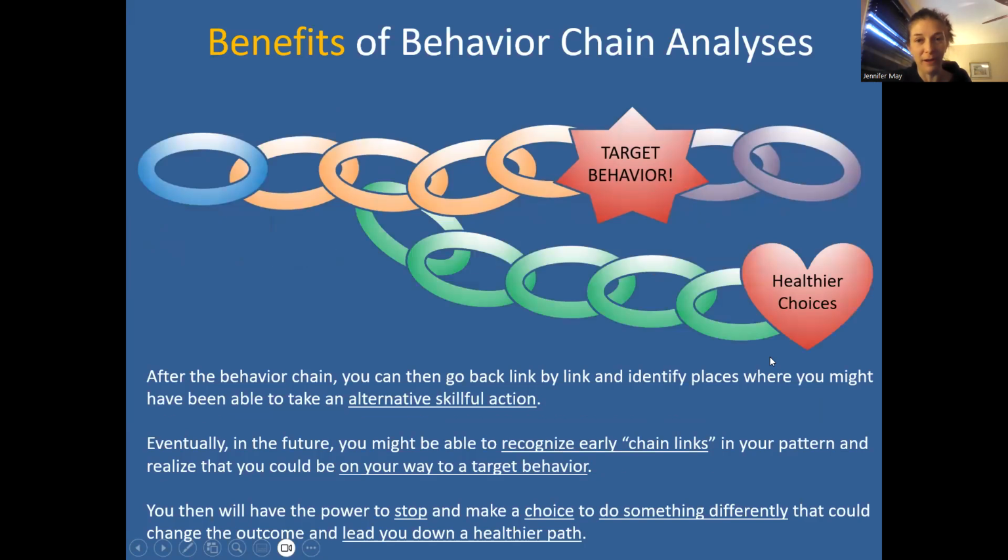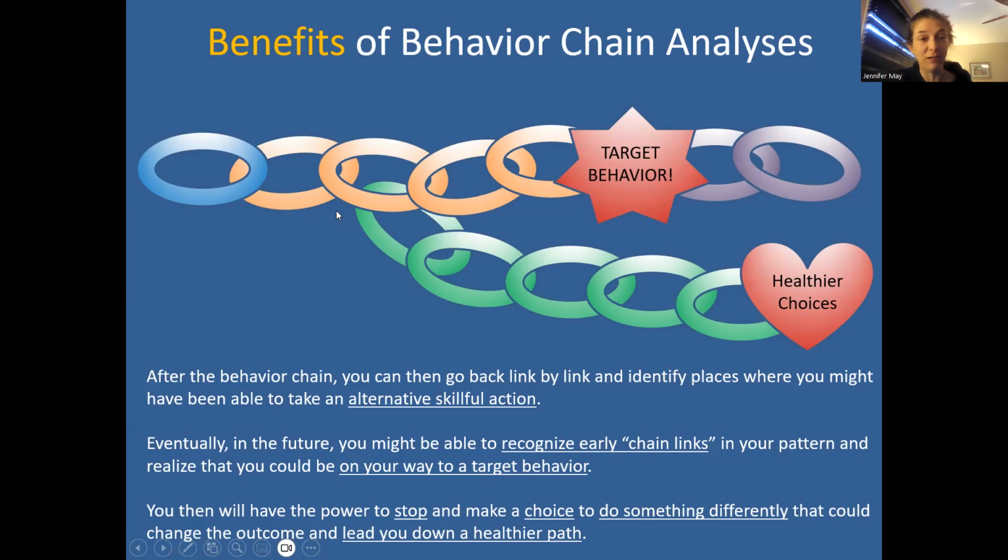And so here's another diagram that shows some of the benefits. When you do the behavior chain, and then you go back and you see where you could do things differently, eventually, when you're in your regular life, you could start to be mindful and recognize, you know what? I'm at an earlier part of this chain. I see where things could be going. I have a sense I'm in that chain again. And I'm going to stop now and see if I could create a different outcome. Let me try one of those things I problem solved about and see if it makes things different or better. And so that can lead me down to healthier choices.